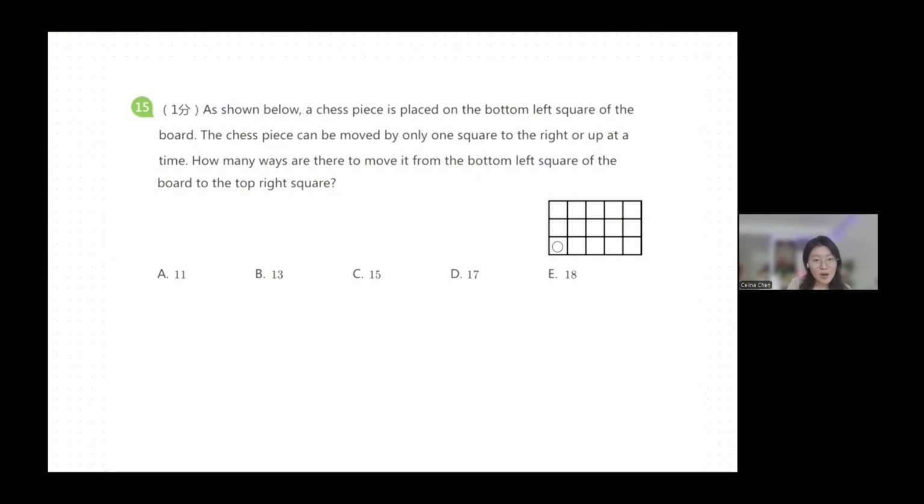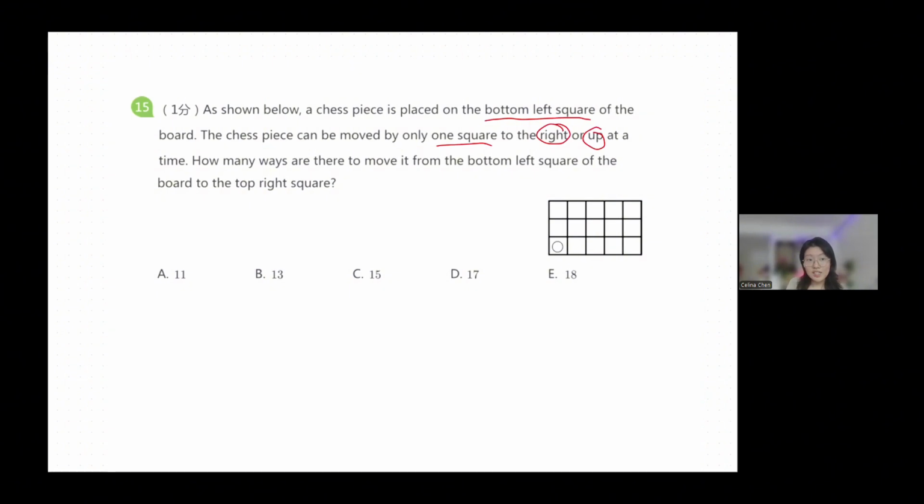As shown below, a chess piece is placed on the bottom left square of the board. The chess piece can be moved by only one square to the right or up at a time. How many ways are there to move it from the bottom left square to the top right square?